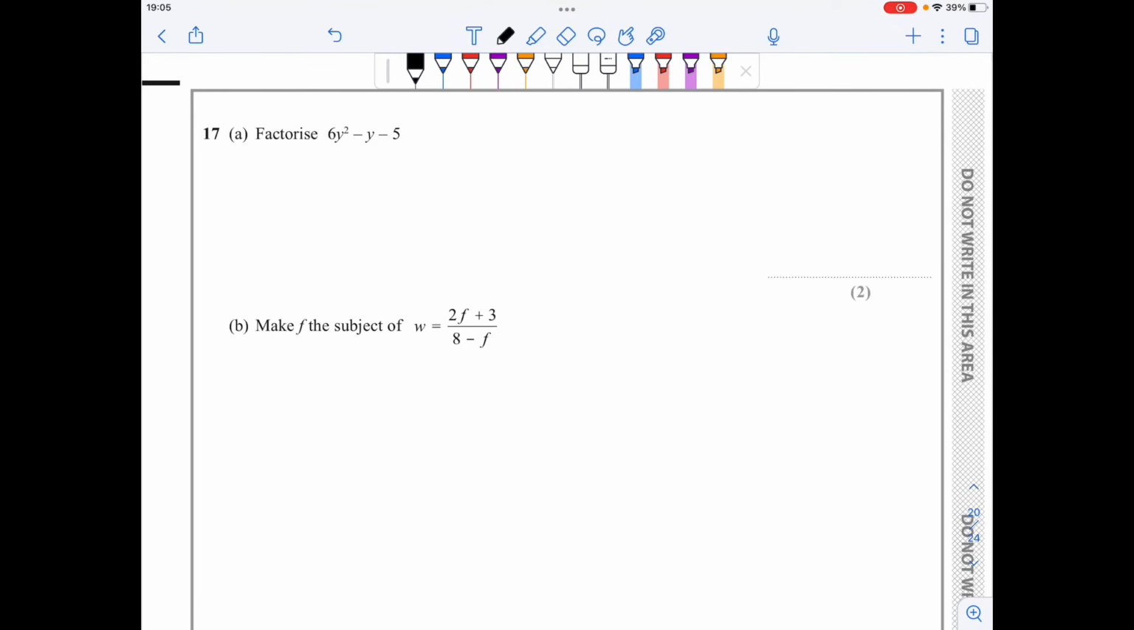For part of question 17, the two factors will be y minus 1 and 6y plus 5. Then for part B, I will cross multiply. So 8w minus fw equals 2f plus 3. So 8w minus 3 equals 2f plus fw.